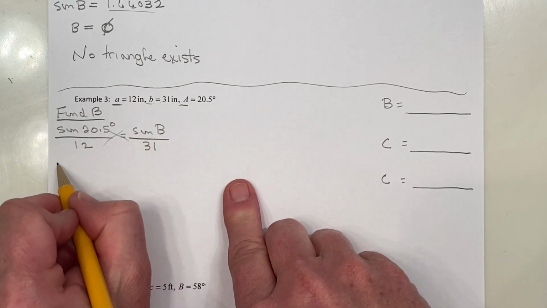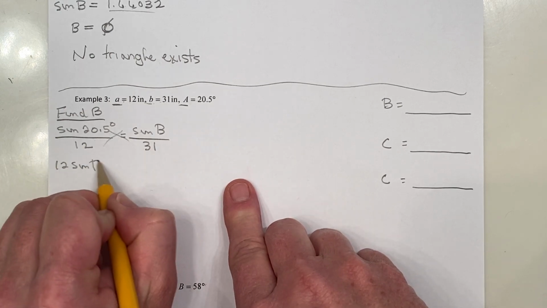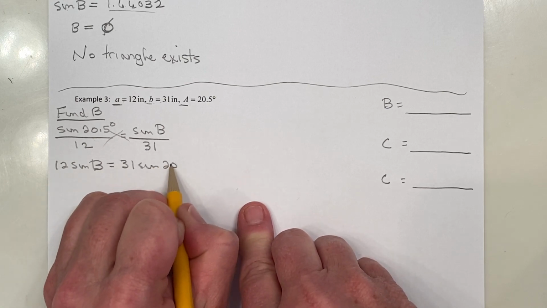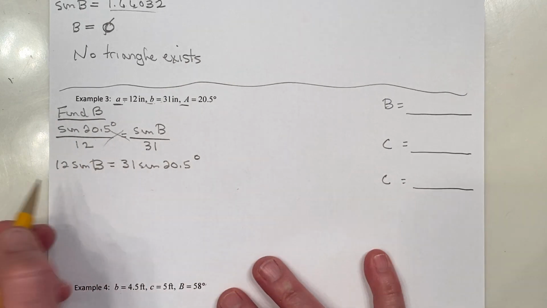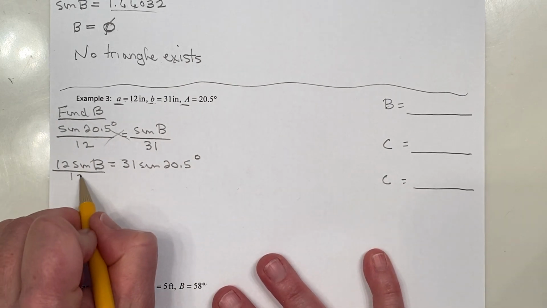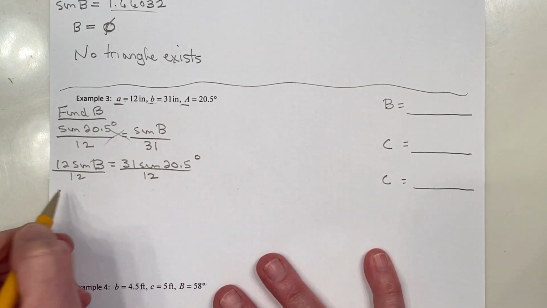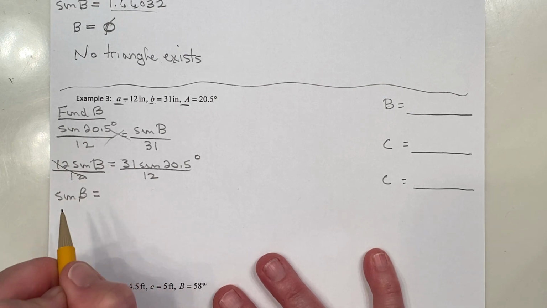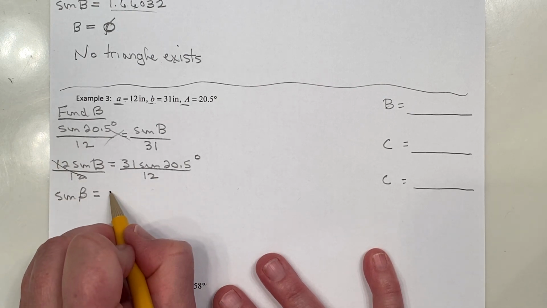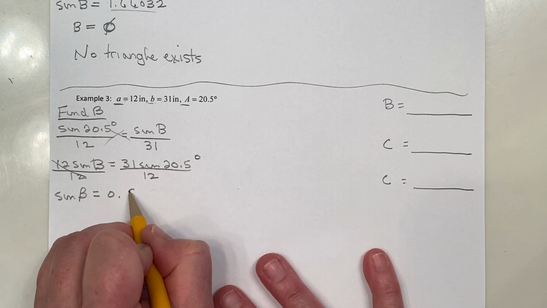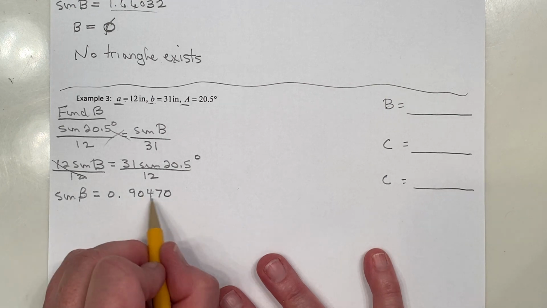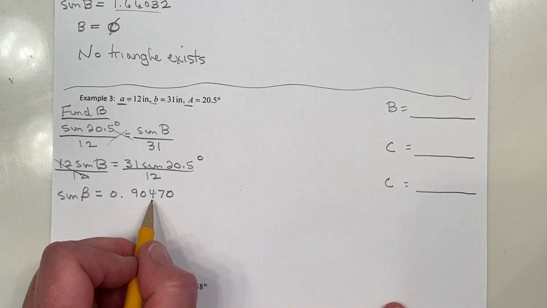Let's cross multiply. Divide that 12 out. Okay, I got 0.90470. I like to do more than 3 decimals here.